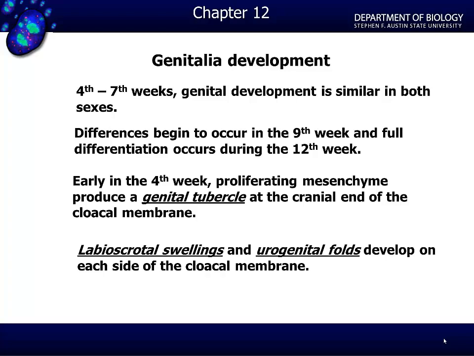And this is going to become the phallic portion of our genitalia. We're also going to have two structures. We're going to have labioscrotal swellings and urogenital folds that are going to develop on each side of the cloacal membrane, or we can really refer to this as the urogenital membrane because we're distinguishing that. Remember, we're going to have the urorectal septum diving down, dividing this cloacal membrane into the anal membrane, and really a more specific term is going to be the urogenital membrane. Medial, closest to this membrane, are going to be the urogenital folds. Lateral to those are going to be the labioscrotal swellings.